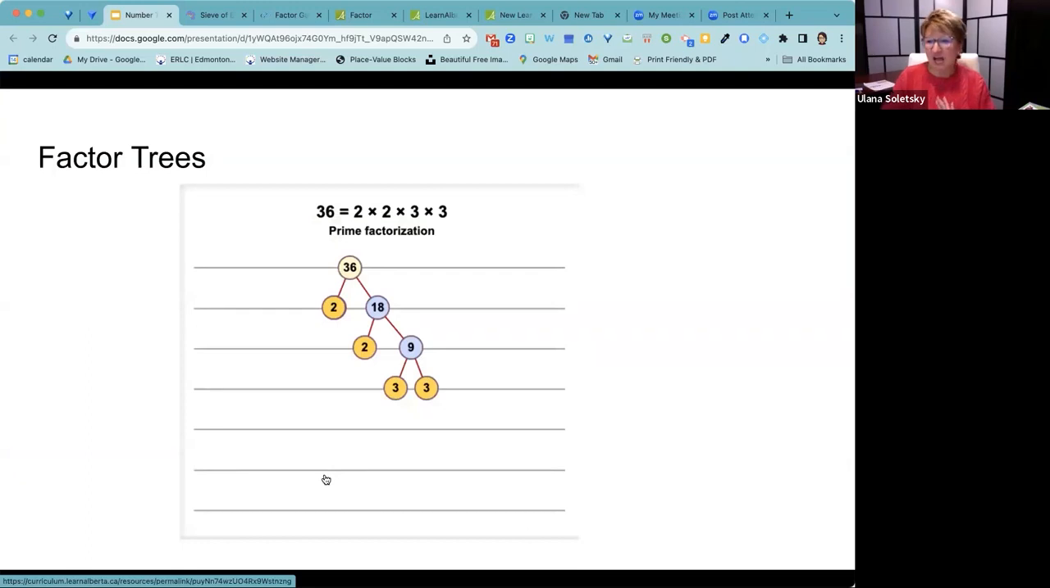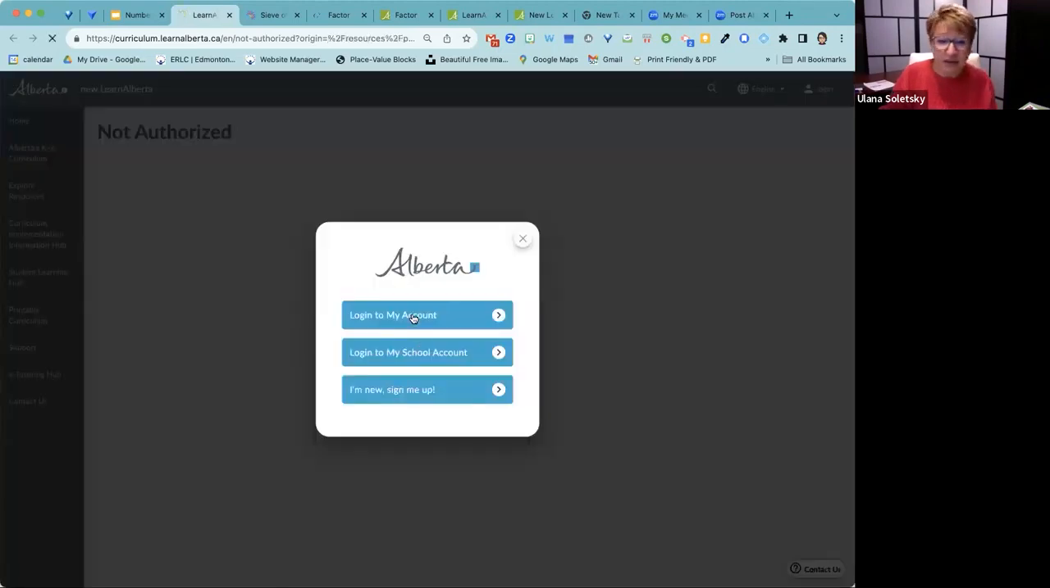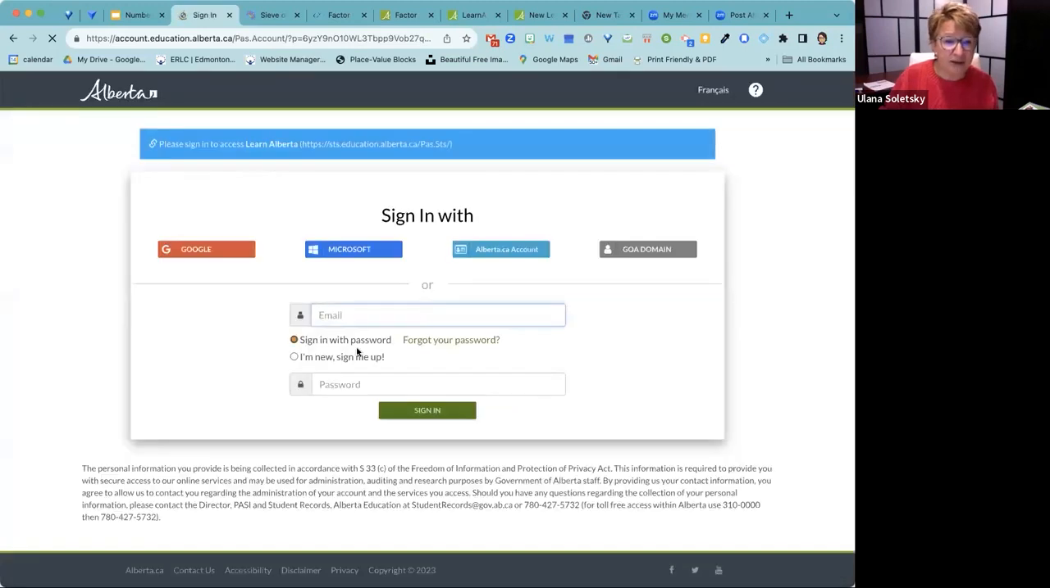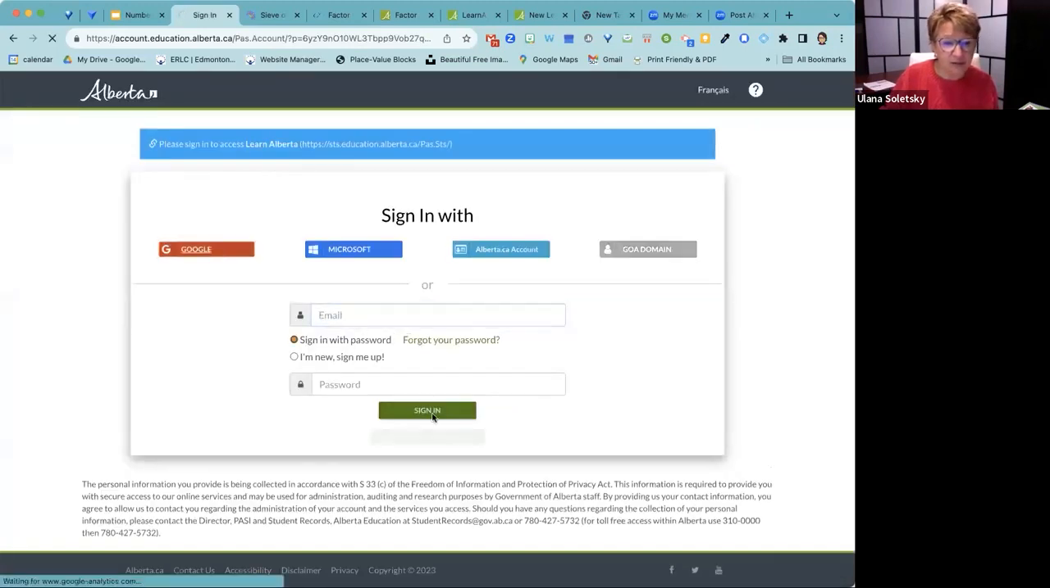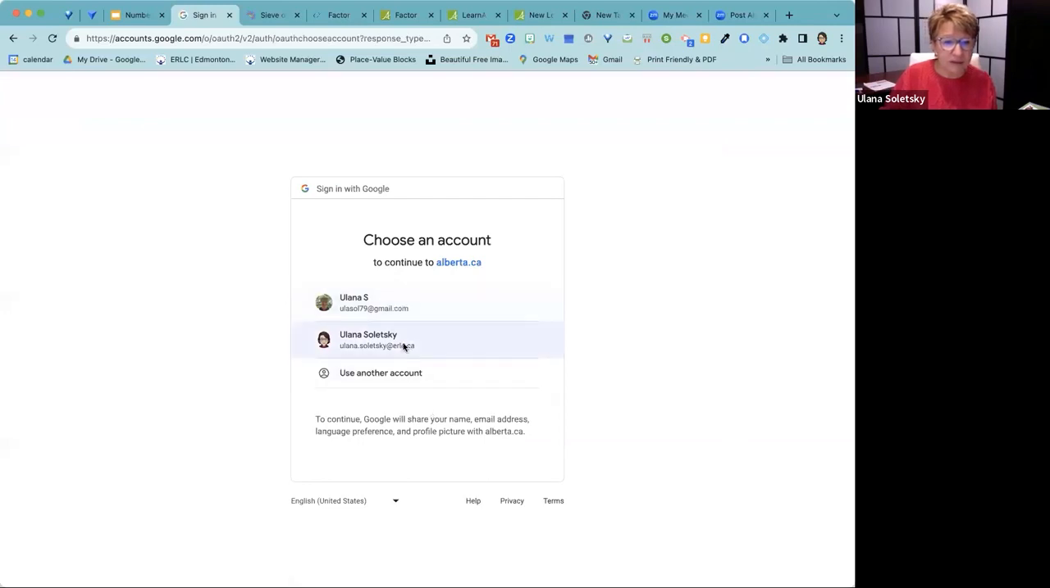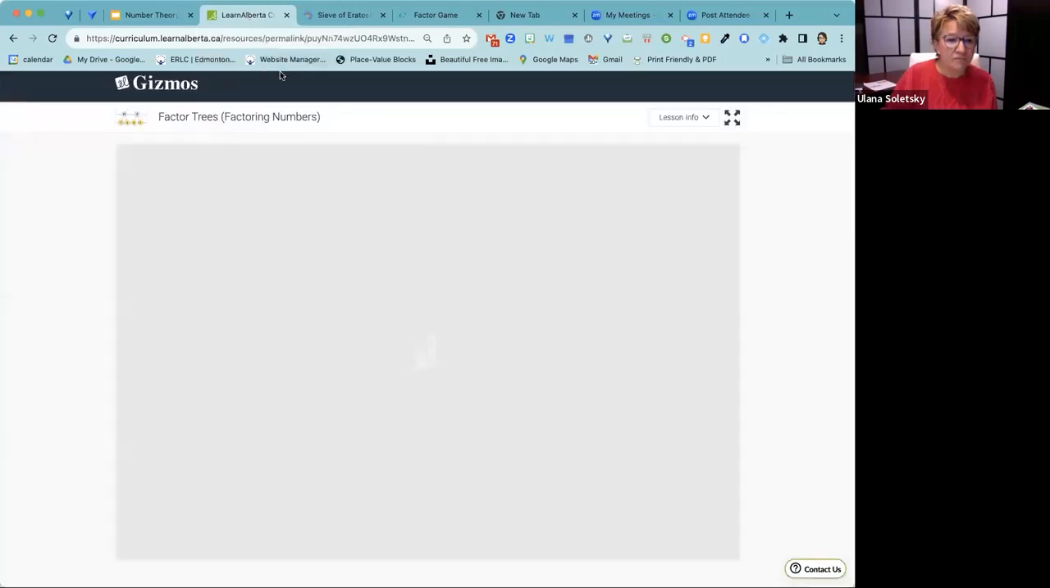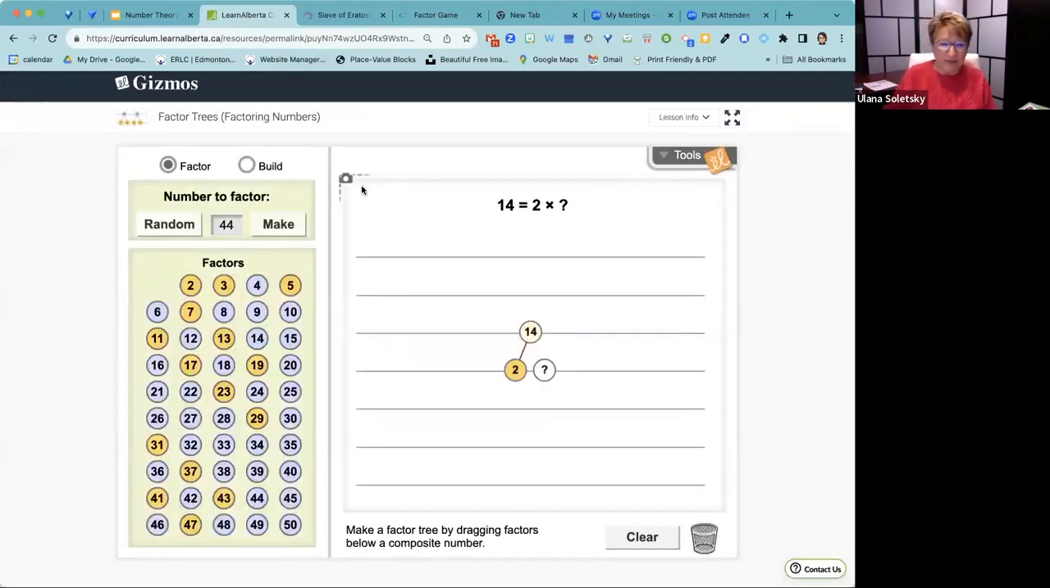This is a great tool, a beautiful tool on Learn Alberta. If I go to Learn Alberta and open it up, hopefully I don't have to sign in again. Oh yeah, of course I do. I'm going to log into my account and use my Google sign in. I thought I had them all open because I wanted to show this. Okay, it's a gizmo. This is beautiful to help things.